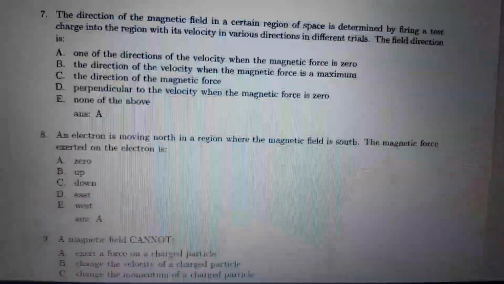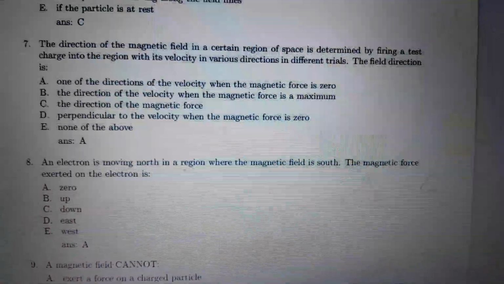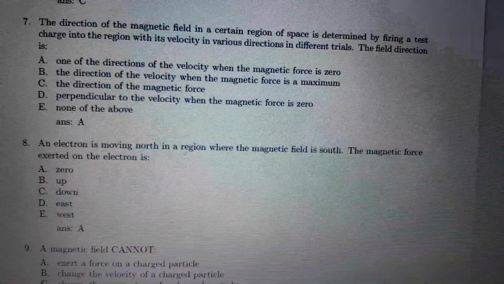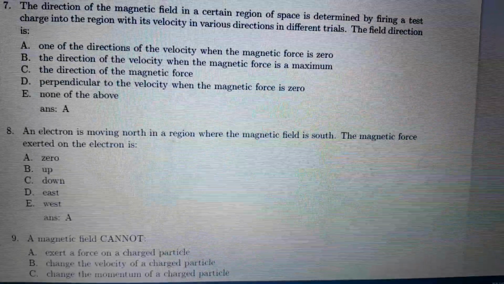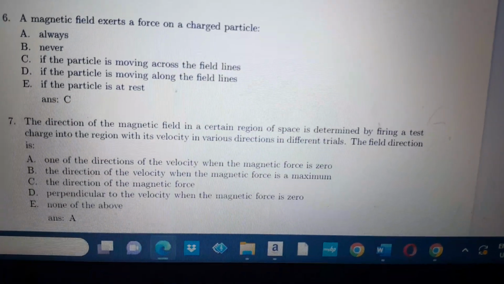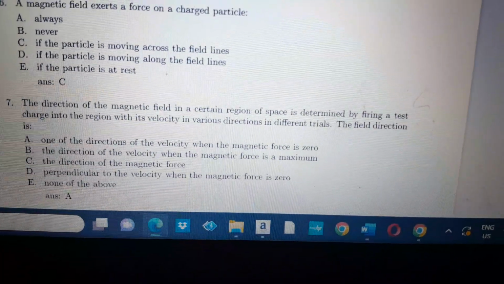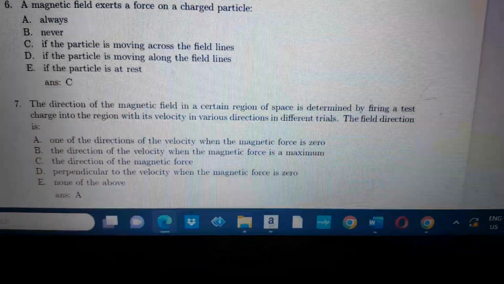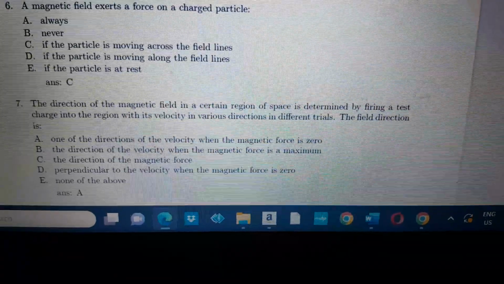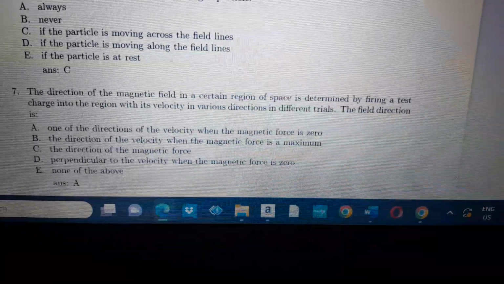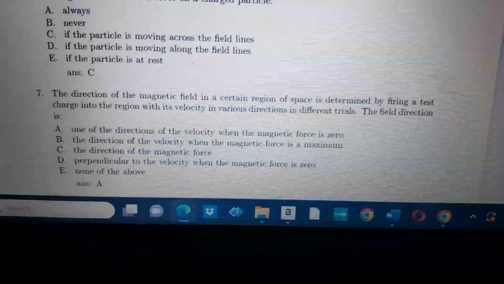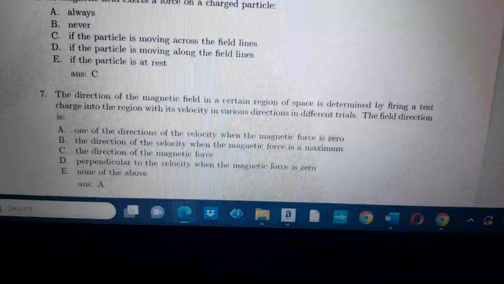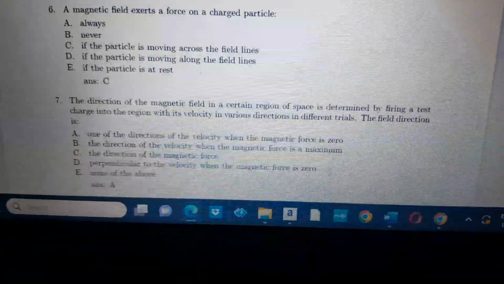An electron is moving north in a region where the magnetic field is south. The magnetic force exerted on the electron is A, which is 0. The direction of the magnetic field in a certain region of space is determined by firing a test charge into the region with its velocity in various directions in different trials. The field's direction is A, one of the directions of the velocity when the magnetic force is 0.